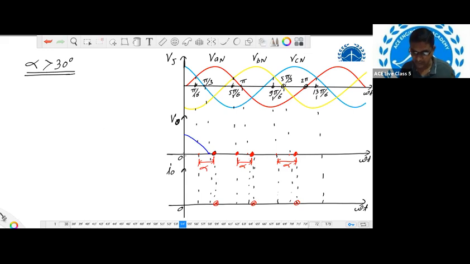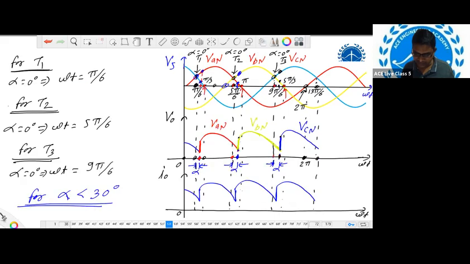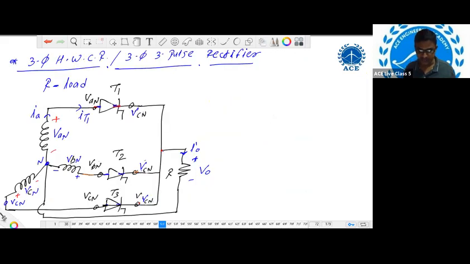So please try to understand. From this point to this point, thyristor T3 was in a conduction mode, so the output voltage is equal to VCN only. Now you can check, when T3 is in a conduction mode, coming to this circuit, it is VCN here, here it is also VCN. So at that time your T1, T2 will definitely be in reverse bias mode. They will not turn on.